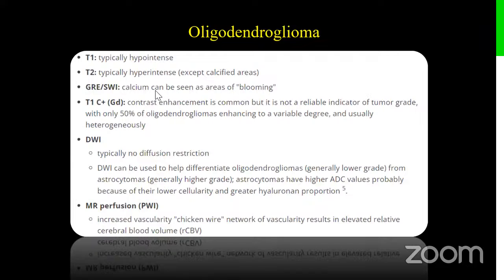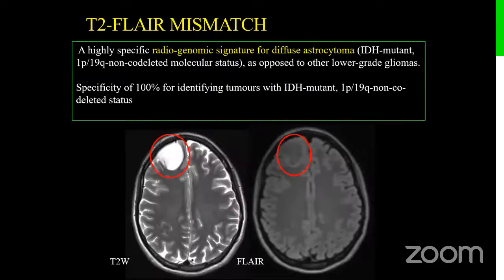The typical appearance which we saw on gradient or SWAN was because of the calcium creating blooming. And also the enhancement is not a very reliable tumor marker or grade marker, but it would be heterogeneous enhancement. Diffusion restriction is a marker of high cellularity. And in these tumors, there will not be significant restricted diffusion.